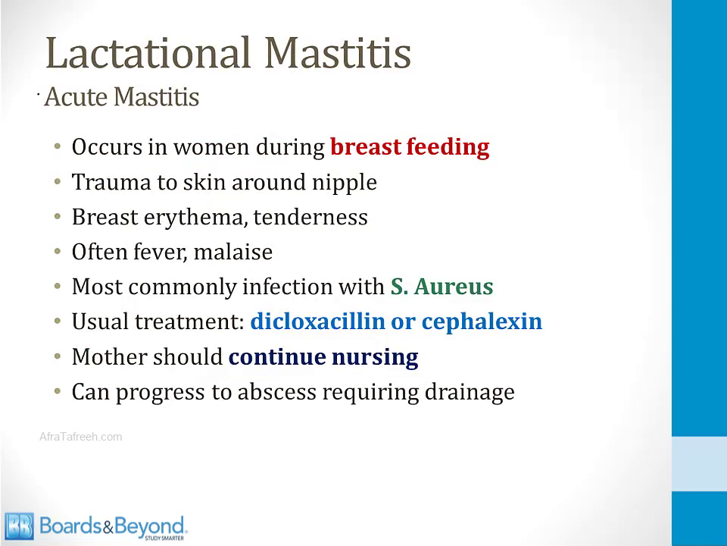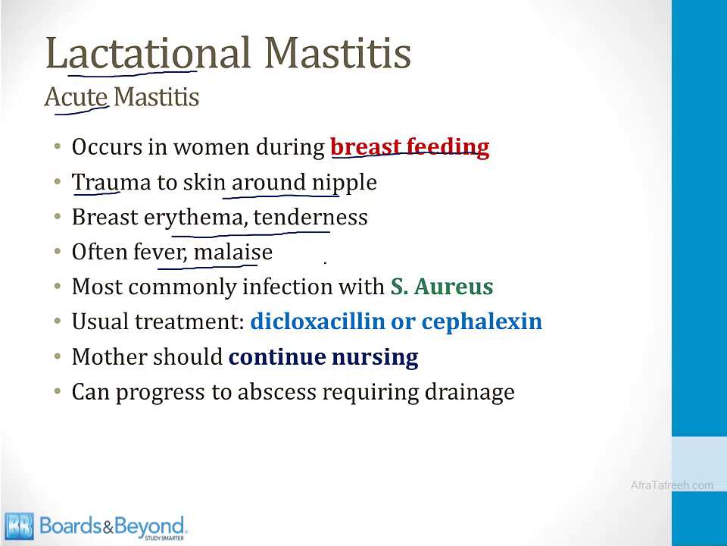Next, let's talk about mastitis, which is inflammation of the breast tissue. There are two subtypes of mastitis you should be familiar with. The first type is called lactational or acute mastitis, and the reason it's called lactational is because it occurs in women during breastfeeding. When women are breastfeeding and their baby is on the breast multiple times per day, this can lead to trauma to the skin around the nipple. This can then lead to erythema and tenderness of the breast and even sometimes fever and malaise.